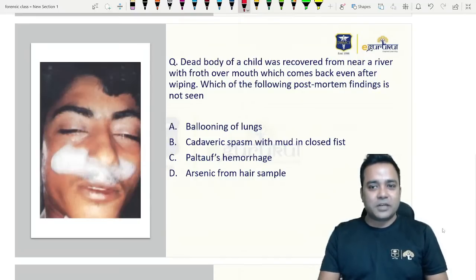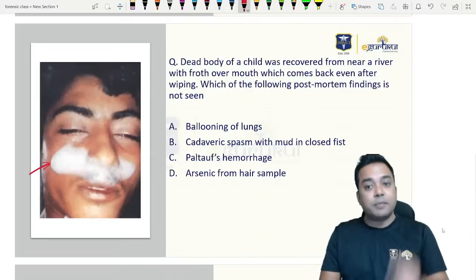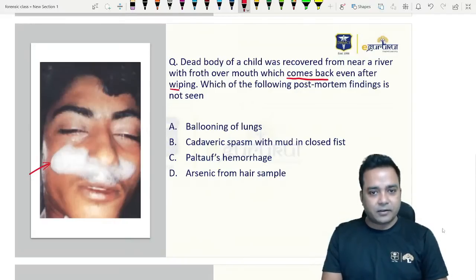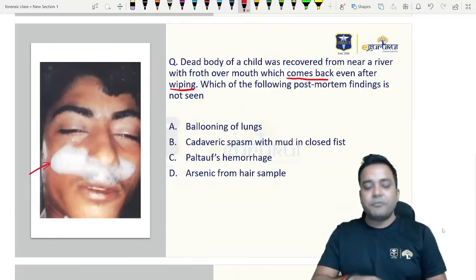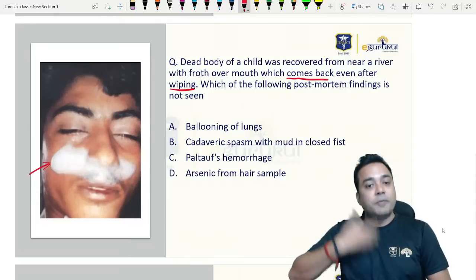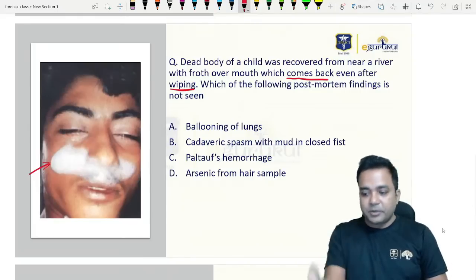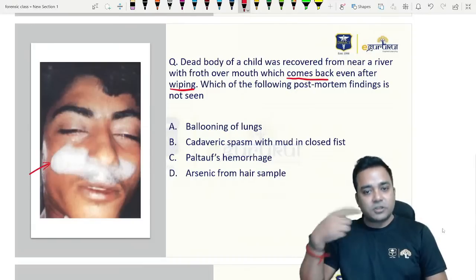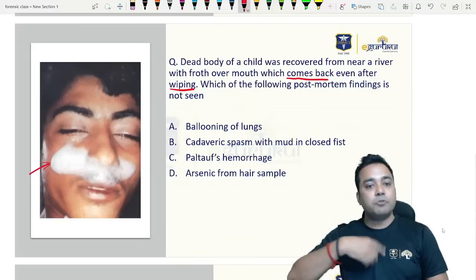So the dead body of a child was recovered from near a river with froth over the mouth. Something was shown in the image in the form of a froth. And they particularly mentioned that this froth reappears even after wiping. Means all the airways are filled with this frothy material. That is why when you wipe the airways, that is mouth and nose, the froth is coming from the deeper airways. That means the respiratory zones consisting of terminal bronchioles and alveoli are filled with this frothy material. Correct? So this goes with antemortem drowning because the person was respiring. The water went into deeper airways.